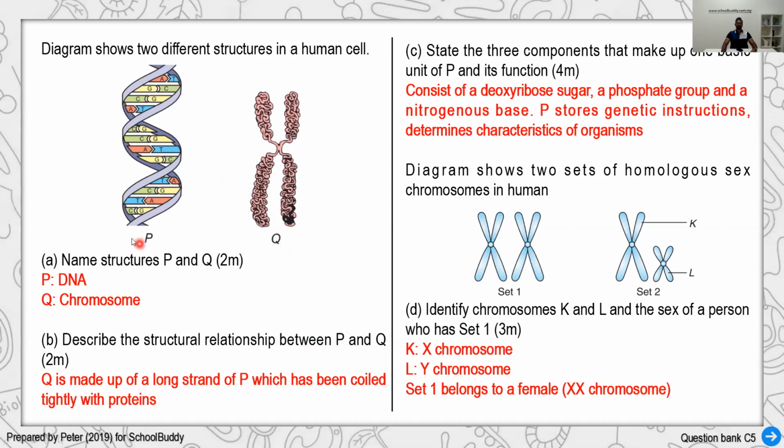The next question is to see the relationship between P and Q, how P later becomes Q. Q is made up of all this P, all coiled and tightly made into a tight structure. You can see each of these strands is DNA, tied by a protein. So this is how P can be converted into the Q chromosome.